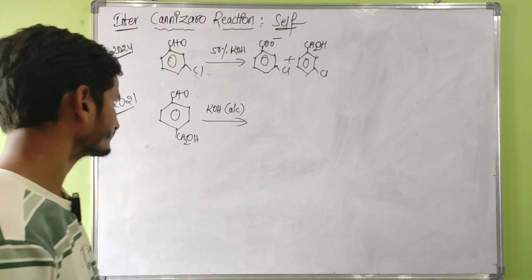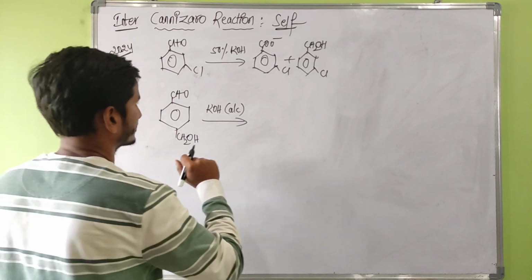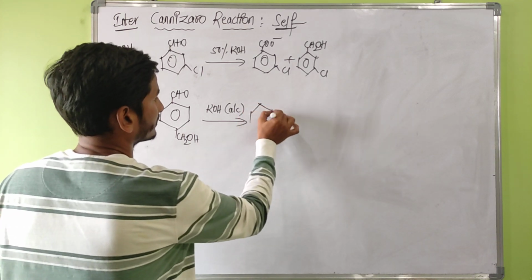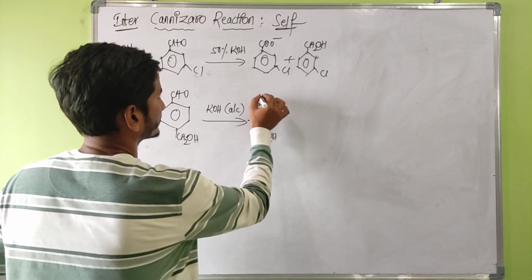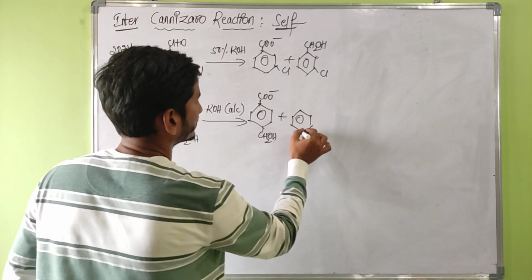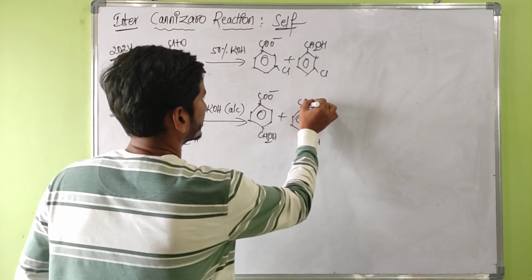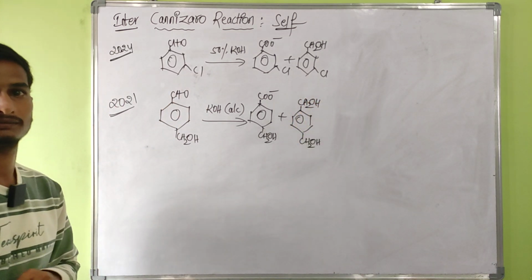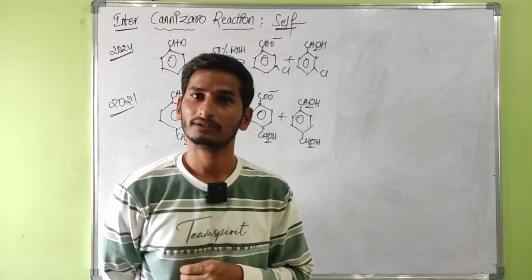Simple. One gets oxidized, the other gets reduced, and don't touch alcohol. So one is getting oxidized, the other getting reduced. Very easy, right? So far we learned self Cannizzaro reaction.